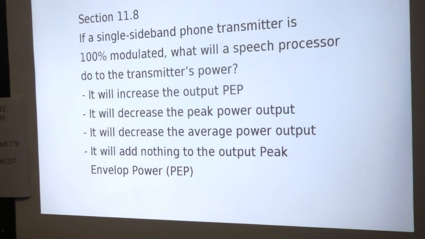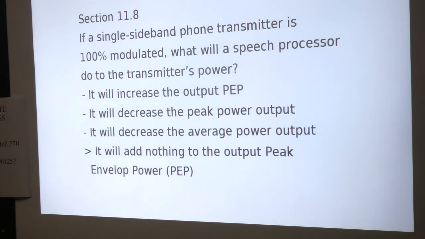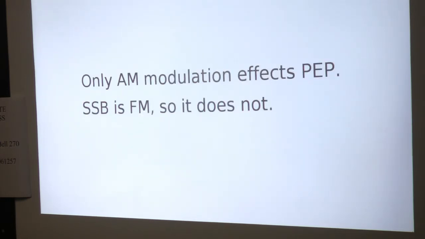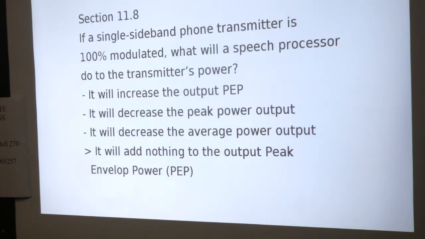All right. If a single sideband phone transmitter is 100% modulated, what will a speech processor do to the transmitter's power? Number 1, will increase the output peak envelope power. Wrong, right? If it's 100% modulated, there's nothing to increase. So only AM modulation affects PEP, peak envelope power. Transmitter power. Nothing to do. Okay, very good.